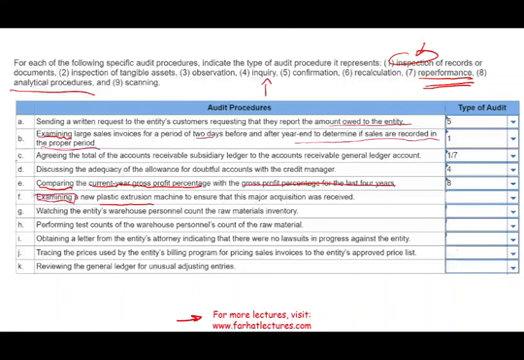F, examining a new plastic extrusion machine to ensure that this major acquisition was received. Now you're examining something, right? Examining means I am doing some inspection. Yes, you are. But look what you are inspecting. You're inspecting the existence of a new machine. So this is inspection of a tangible asset. Tangible means it's a physical asset that you have. So that's a form of inspection. And that's very important for the existence. Okay, it does exist. It is there. So it's important, but it's only to verify existence.